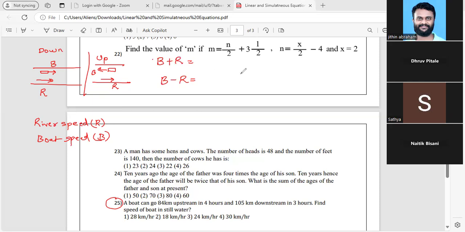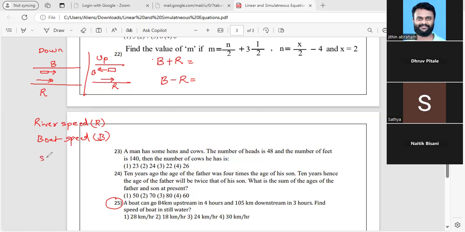Now, what happens if the boat is going forward when the river is going back? If the boat is still going forward, it means the speed of the boat was greater, right? That is why it went ahead. If the speed of the boat was lesser, then it would go backward. Since the boat is going forward, it's understood that the speed of the boat will be greater than the river.